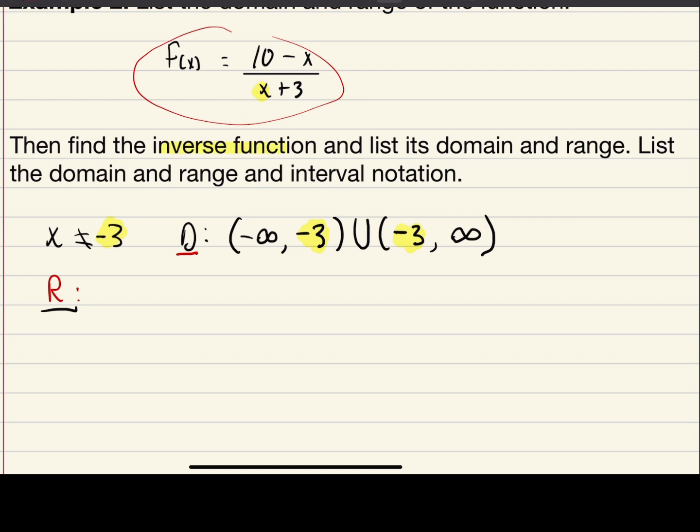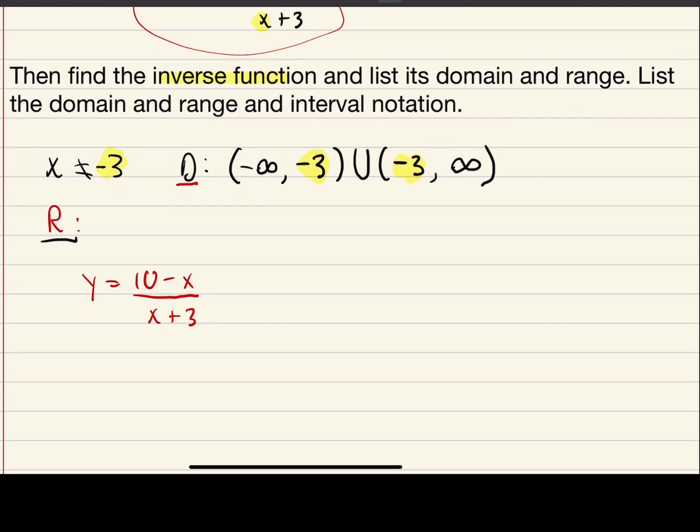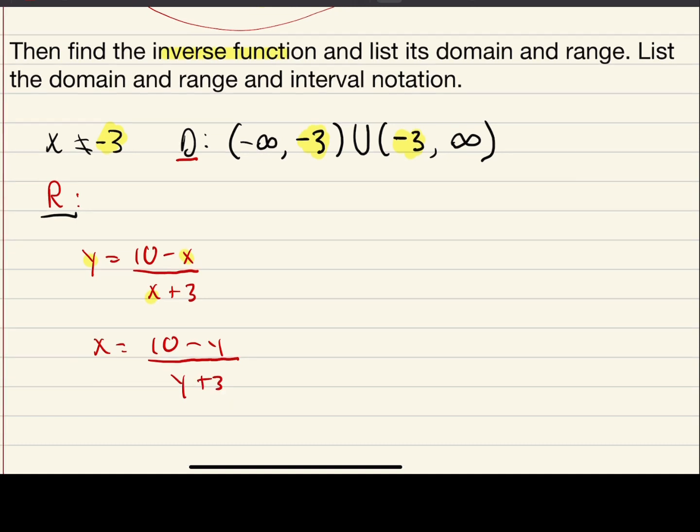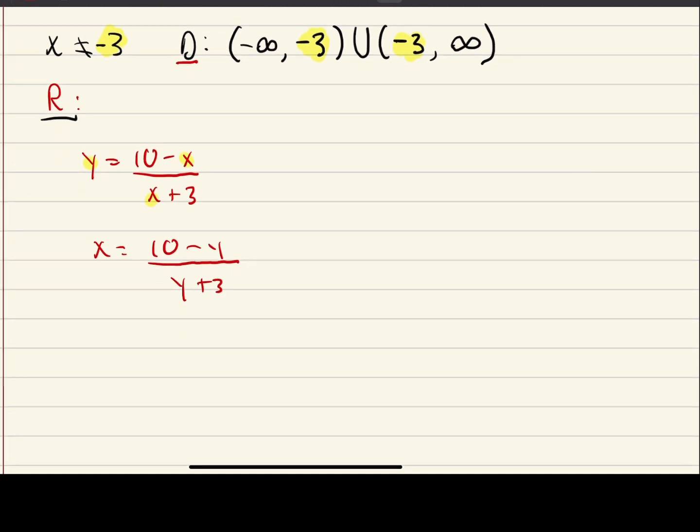So we're going to write here that y is equal to 10 to the negative 10 minus x divided by x plus 3. And then what we're going to do is switch the spots between all these x's and this y. So it'll be x is equal to 10 minus y over y plus 3. And now we're going to isolate as best as we can for y.